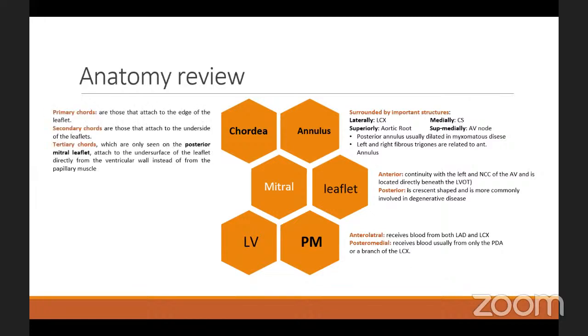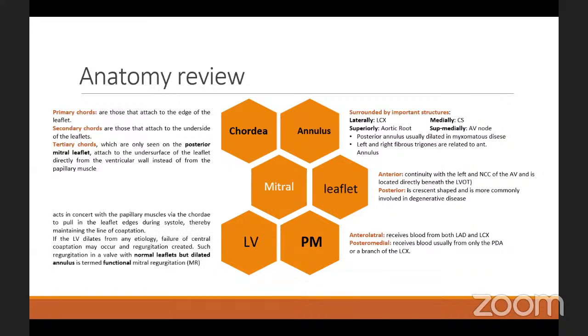For the chordae, we have 3 sets: primary, secondary, and tertiary. It's important to identify the chordae during the OR because you know what chordae you will resect and what you will preserve. Primary chordae usually we should preserve in the OR. Primary chordae are those that attach to the edge of the leaflet, secondary attach to the underside of the leaflet. Tertiary chordae, which are usually found in the posterior leaflet, attach to the undersurface of the leaflet directly from the ventricular wall instead of the papillary muscle.